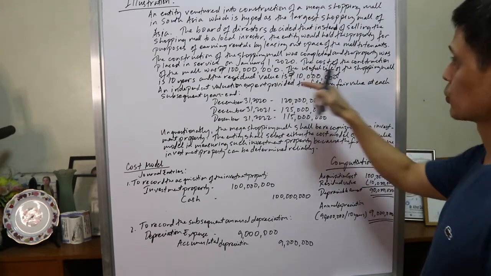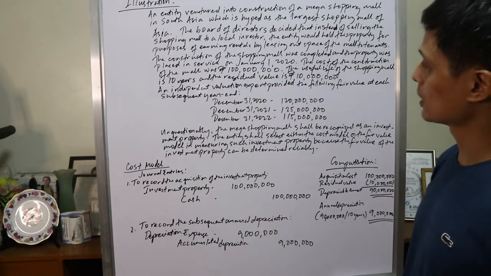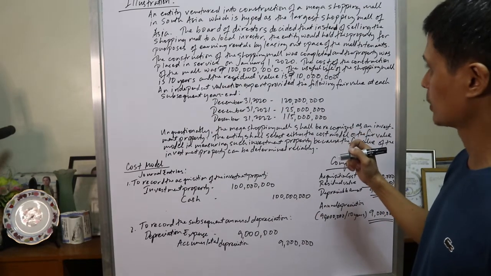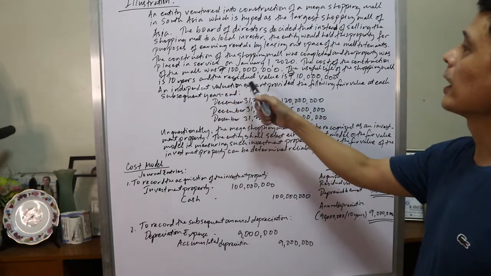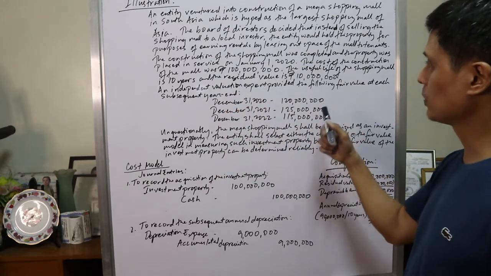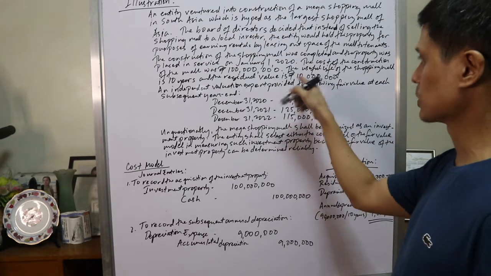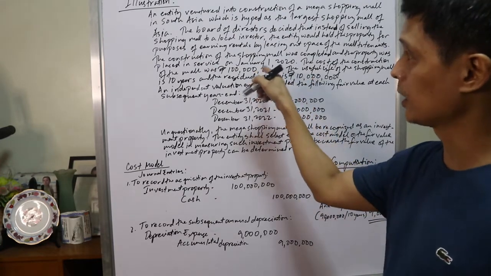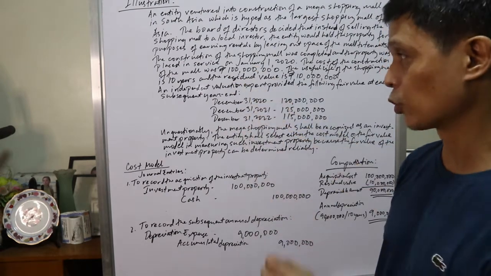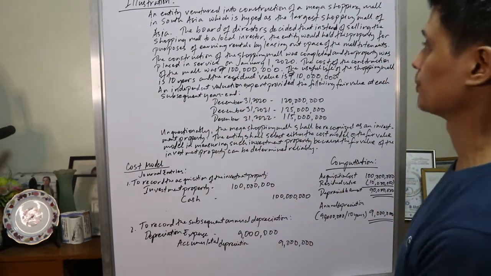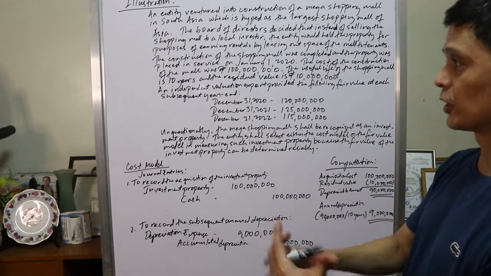The cost of the construction of the mall was 100 million pesos. The useful life of the shopping mall is 10 years, and the residual value is 10 million. So i-minus natin yung residual value from the total cost of 100 million in order to get the depreciable amount, pag kinuha natin yung depreciation mamaya.